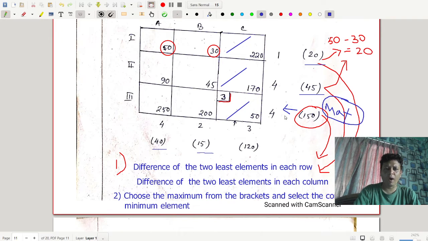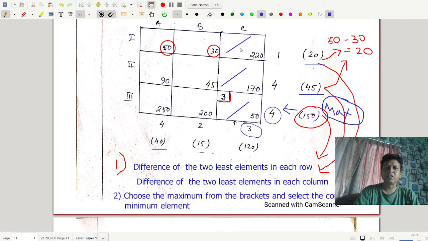150 corresponds to the third row. Along that row, choose the minimum element in the matrix. So 50 is the minimum. So put a cell at the 3, 3 position, that is, third row, third column. And what is the requirement? The requirement is 3, and the availability is 4. So 3 is the minimum, so put 3 here.